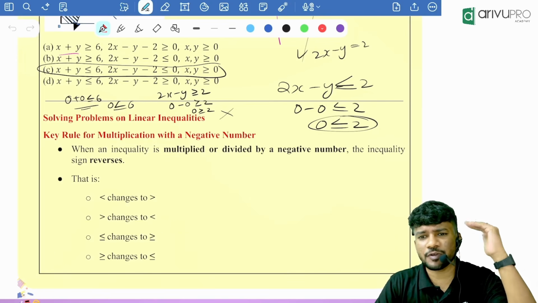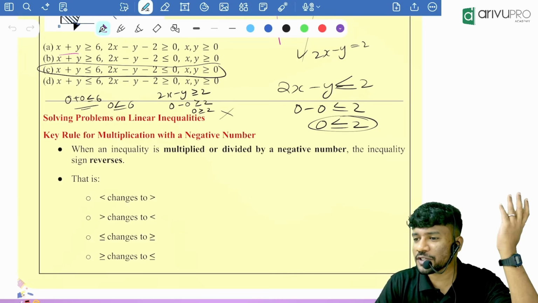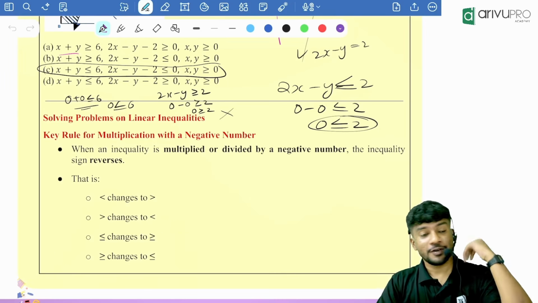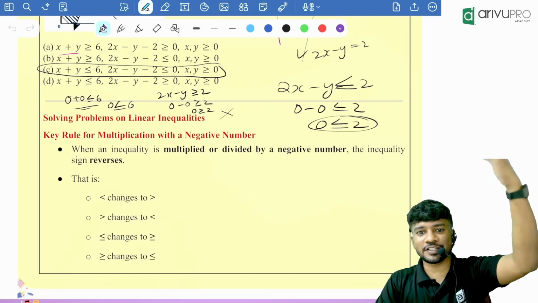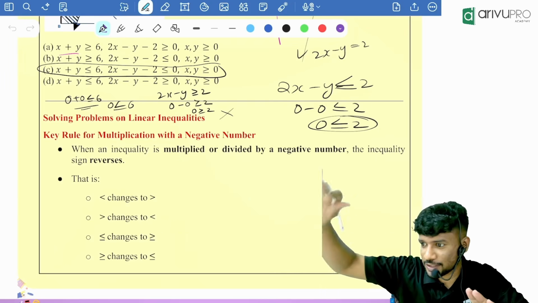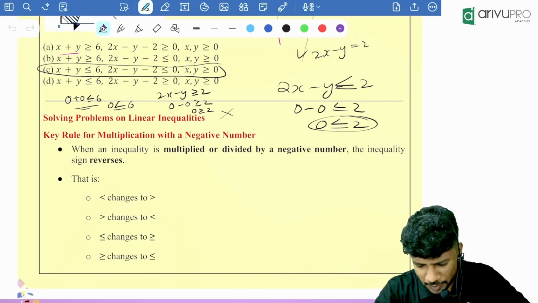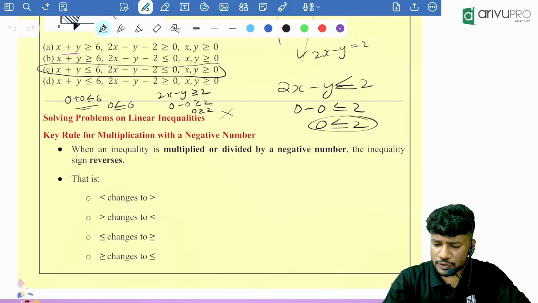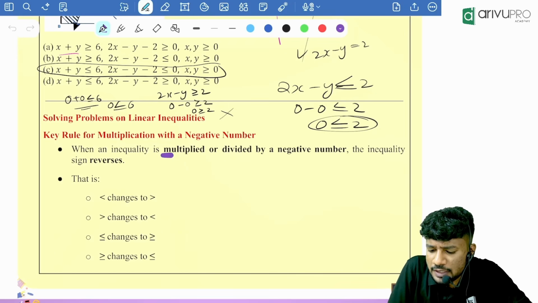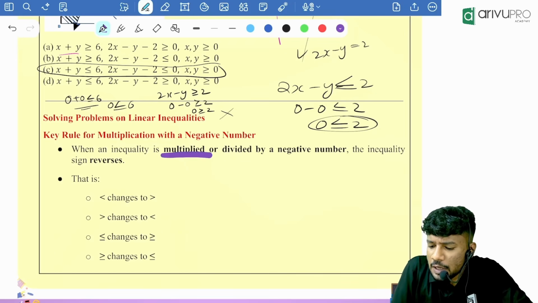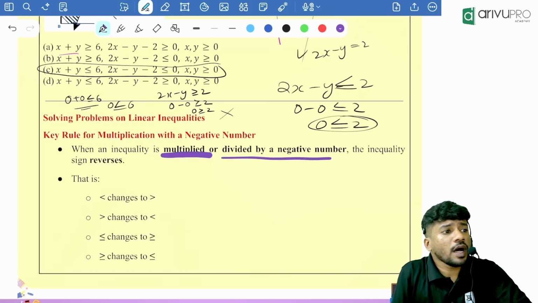Till now, how is the chapter? Very easy chapter. Whatever we had studied already, we unlearned it and restudied the entire thing using our shortcuts. Now the final one. People, you should know something which you studied at school level. That is, if I multiply or divide by a negative number, the inequality will reverse.